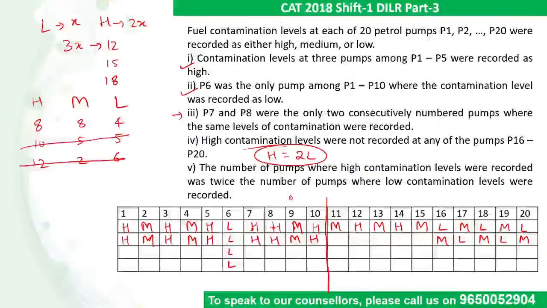I have put 2 low here, so I'll have to have 1 more low. Okay, so I can put low, high, medium, high, medium, high, medium, high. Okay, then I can also have, so first 10 are same.